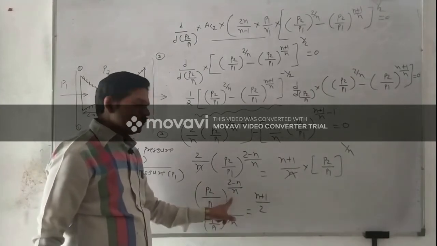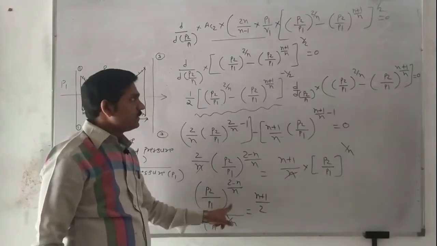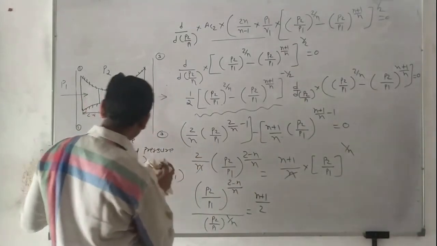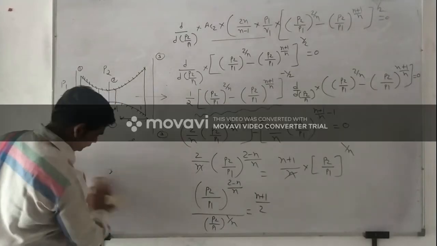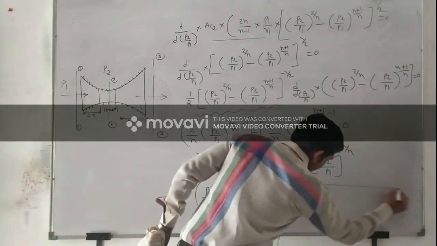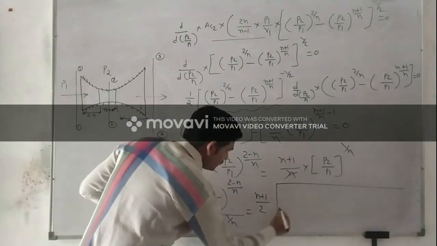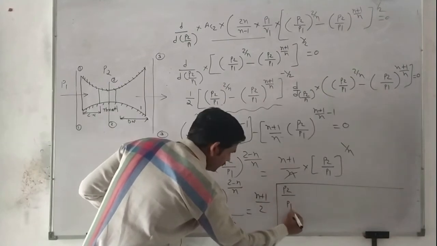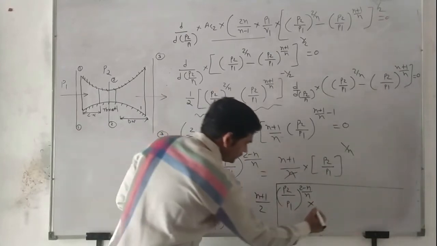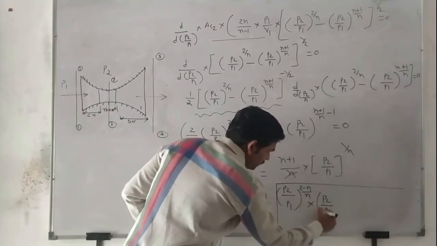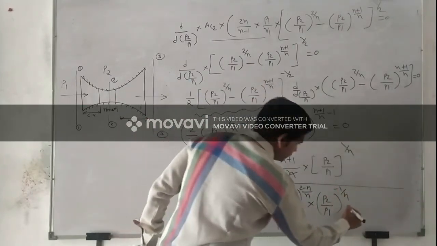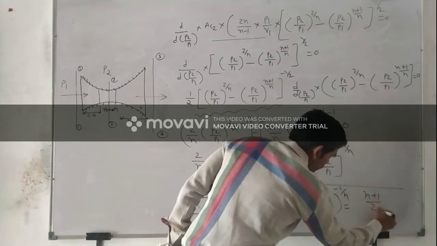Then when this term goes into the numerator from the denominator, it becomes what? Minus. Very good. So see here, where is it done? I have done it here. So what is here also? P2 upon P1 to the power twice this. Okay. Then this P2 upon P1 to the power this minus, is equal to n plus 1 upon 2.